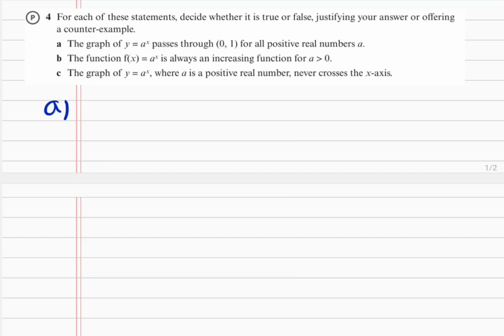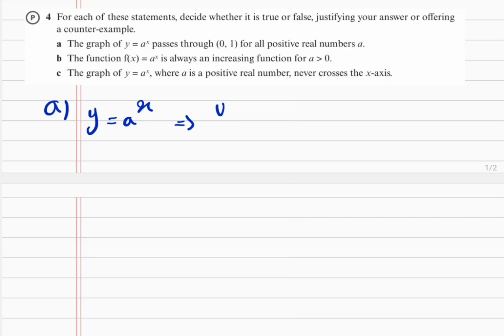So part A: the graph of y equals a to the power x passes through the point (0, 1) for all positive real numbers a. If you want to see whether a curve passes through a point, we just need to substitute the coordinates of that point into the equation of the curve. We substitute the x coordinate and expect to get the y coordinate. If we substitute 0 and get 1, then this graph passes through this point. Otherwise, it doesn't.